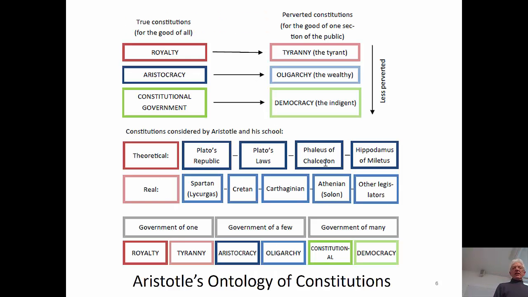Aristotle also had a terminologically useful classification of constitutions. So there are true constitutions, perverted constitutions, there are theoretical constitutions and real constitutions. Aristotle himself collected something of the order of 1,000 different constitutions. He had the world's first database. Unfortunately, it was lost, so we don't have his collection of constitutions. But it's possible to reconstruct his ontology of constitutions by examining what we have of his writings.